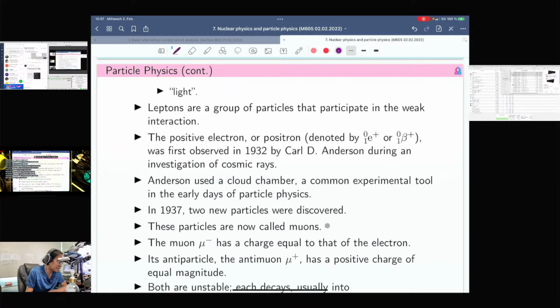What is the reason why we say muons, with an S, the plural version here? Because there are two particles. The first one has a negative charge. The second one has a positive charge. The negative muon has a charge equal to that of the electron, and its antiparticle, sometimes we use the mu with a bar.